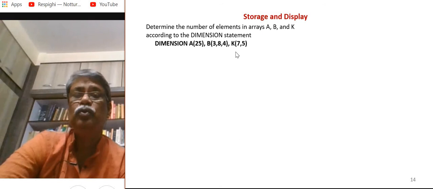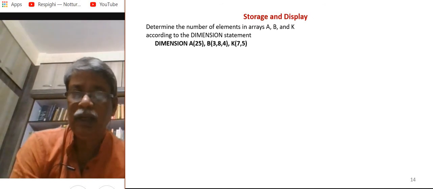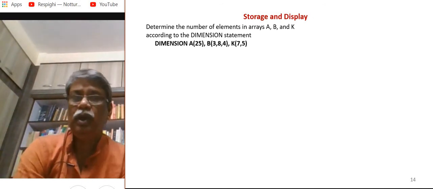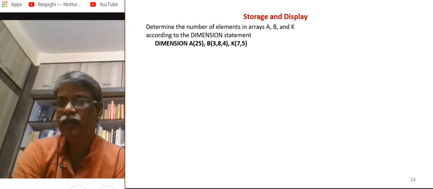But what happens with K 7, 5? As you know, a 2-dimensional array is practically a 2-dimensional matrix. So if it's a matrix of order 7 by 5, 7 cross 5, then of course the number of elements is 7 into 5, that is 35.